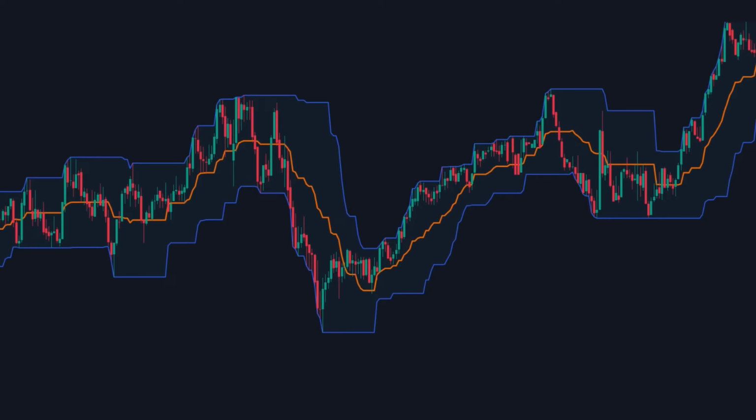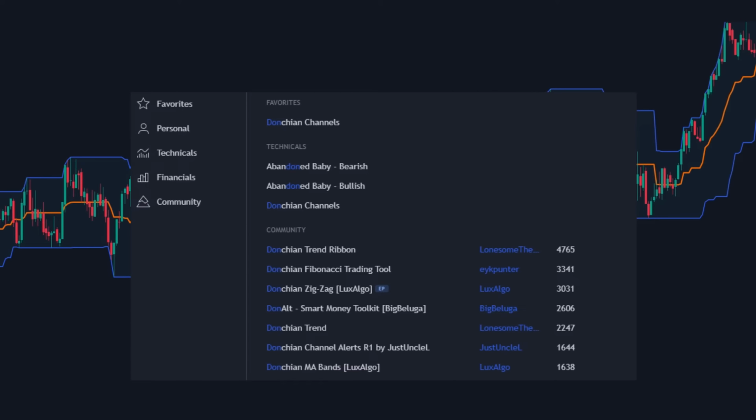Setting up the Donchian Channel. 1. Open your charting platform. Start by opening your preferred charting platform, such as TradingView. 2. Add the Donchian Channel. In the Indicators section, search for Donchian Channel and click to add it to your chart.